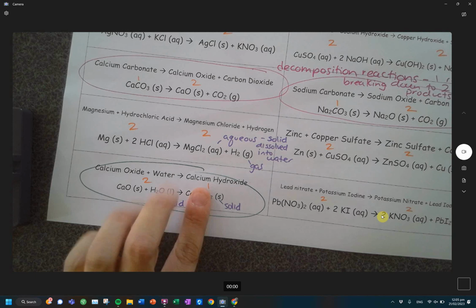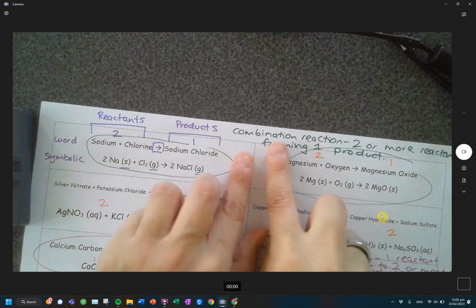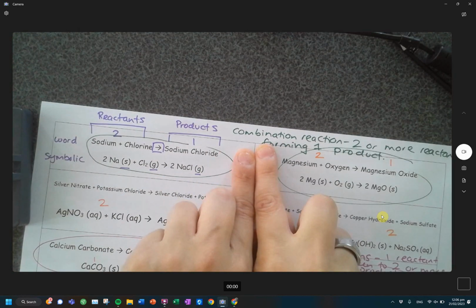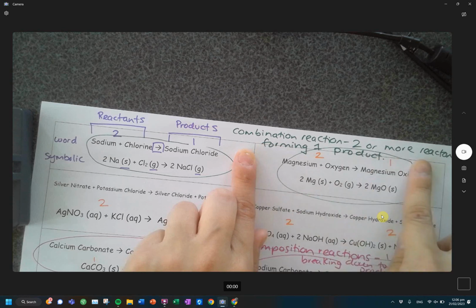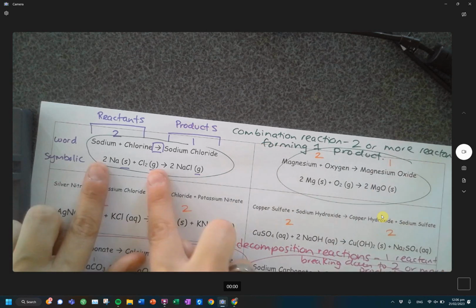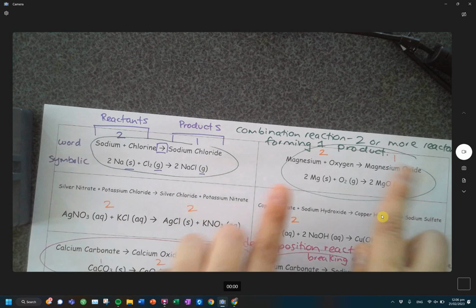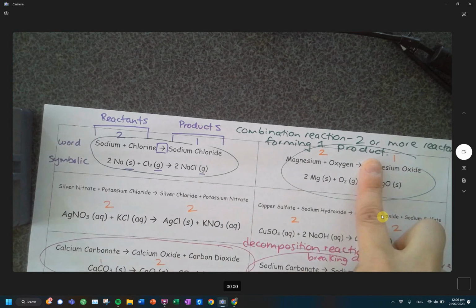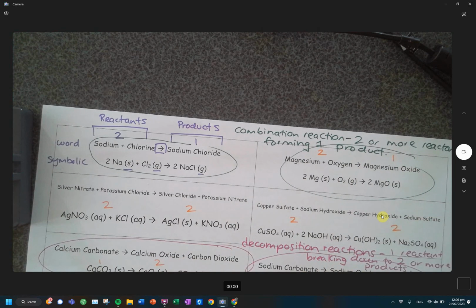Those 3 together are an example of a combination reaction. So combination reactions have 2 or more reactants, which all these have 2 reactants, and it only forms one product. Thus, we're combining things together.